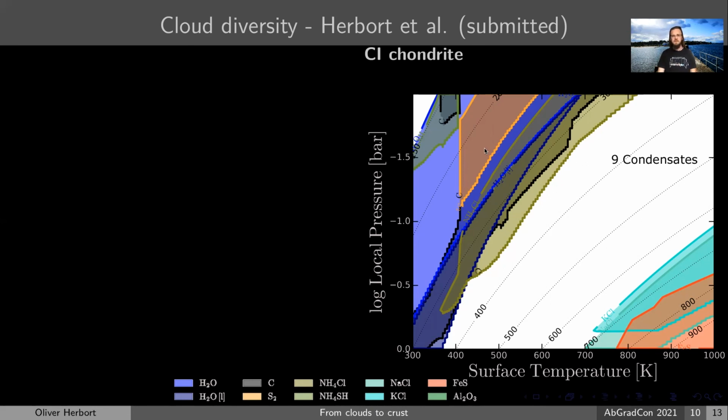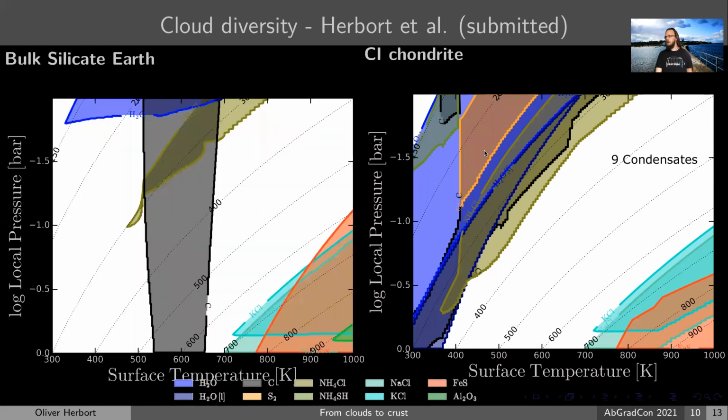If we compare this to the bulk silicate earth model, we see that the overall image is roughly the same. We have the high temperature condensates and the low temperature condensates, but there is graphite now bridging this gap of high and low temperature condensates. And actually, in our models, we see that graphite is the only condensate that can do so. So graphite is quite special, and that needs to be investigated in the future, of how we can form these graphite clouds.